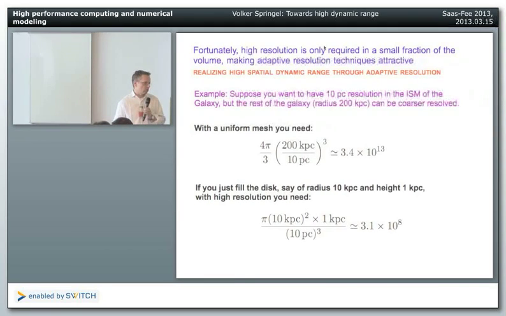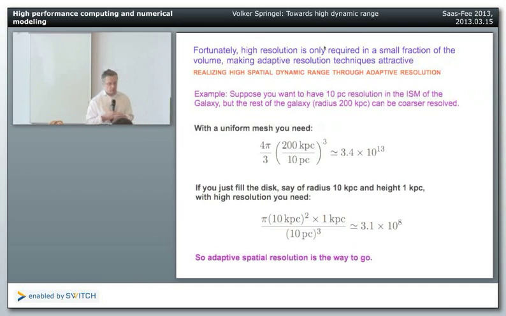So you see, if you concentrate the resolution where you're really interested, there you have a chance to address this. This is basically the hope of adaptive resolution techniques. Yeah, so adaptive spatial resolution is really the way we want to go.